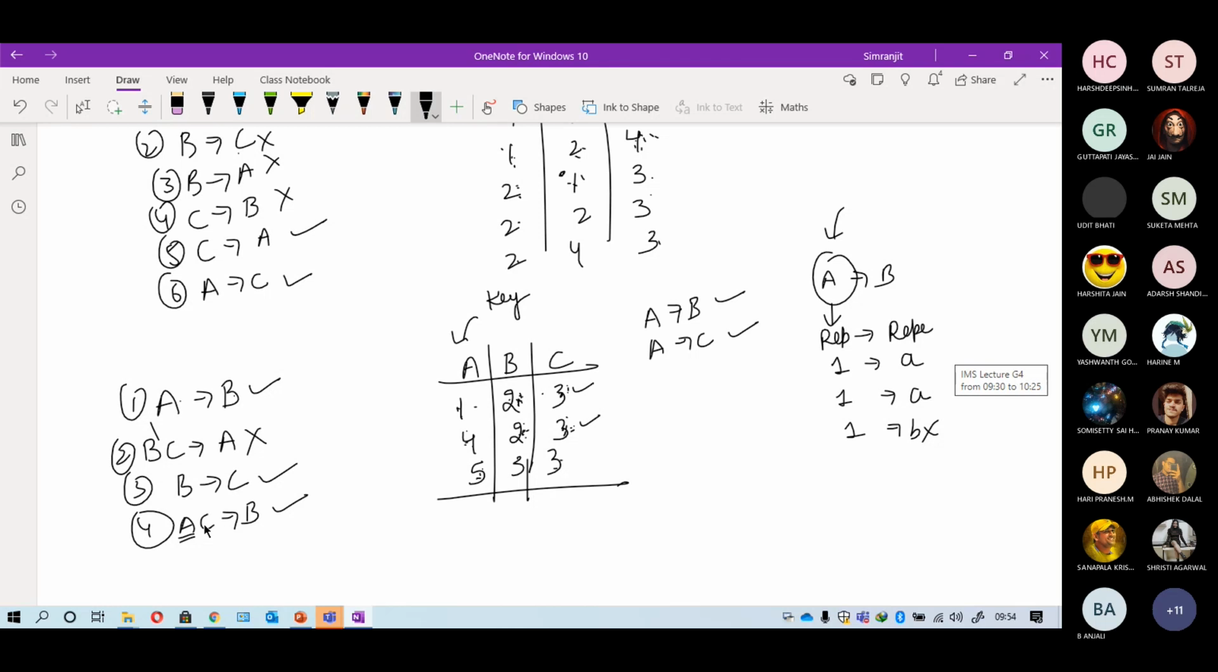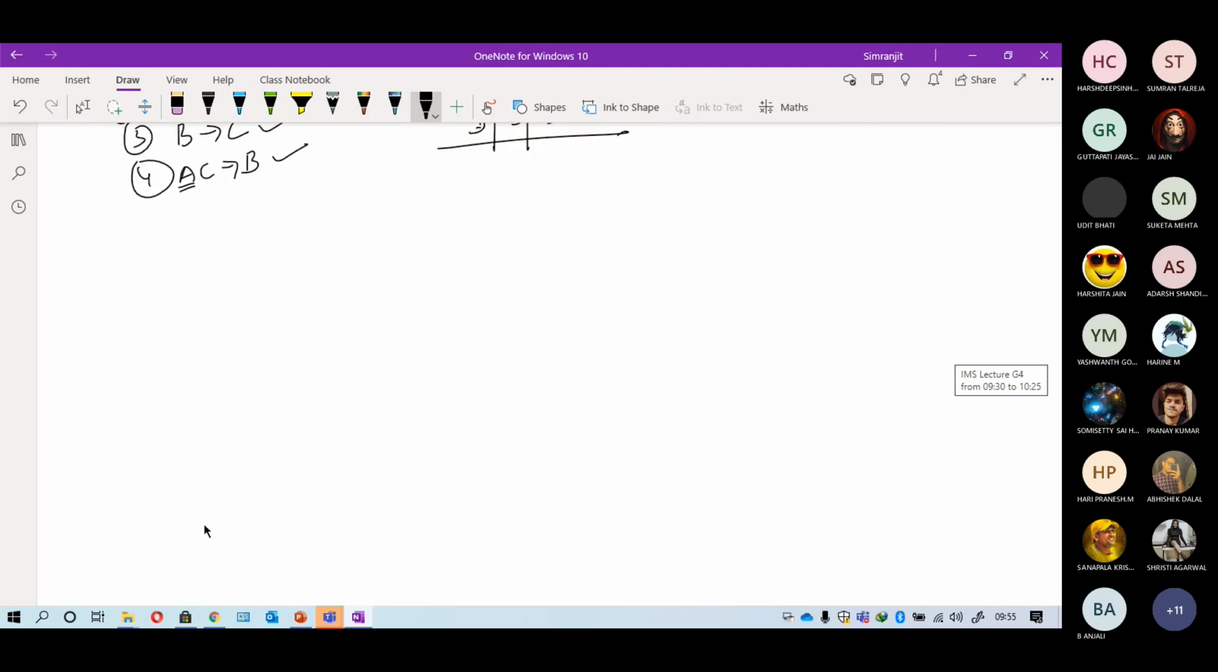Okay, so if a key attribute is combined with any other attribute, it will be a key attribute. Any other doubt till here? Tell me, I will repeat it again because it is very important. Any other doubt? You let me know. I'll again repeat it because it is an important concept. I'll give you one more question. I hope this clears your doubt.